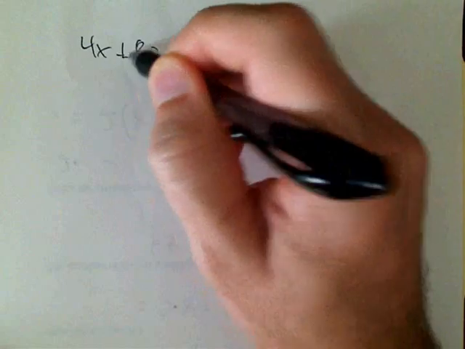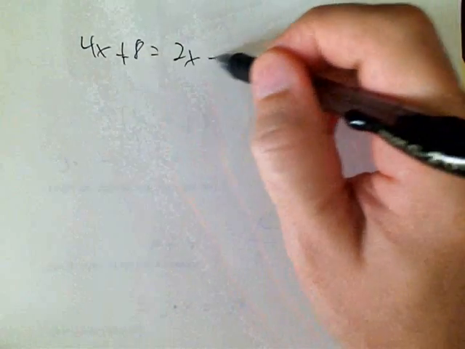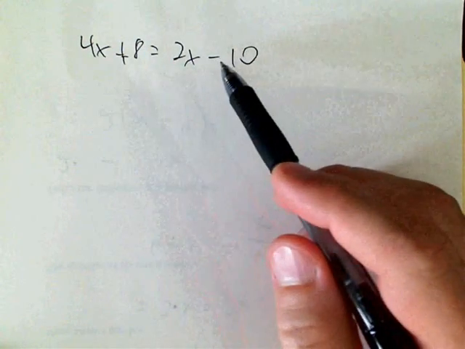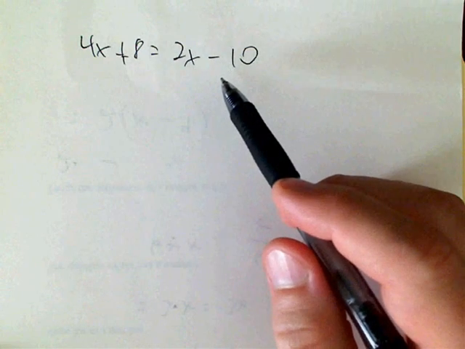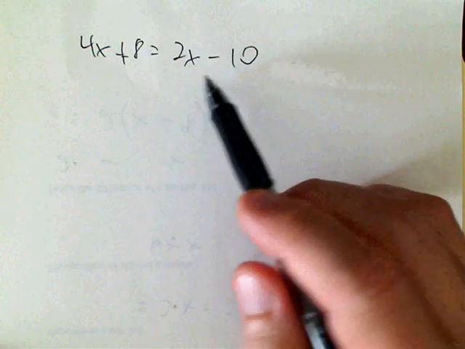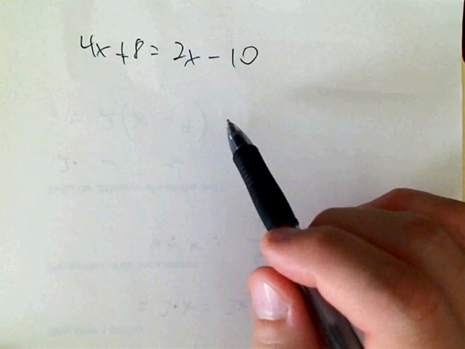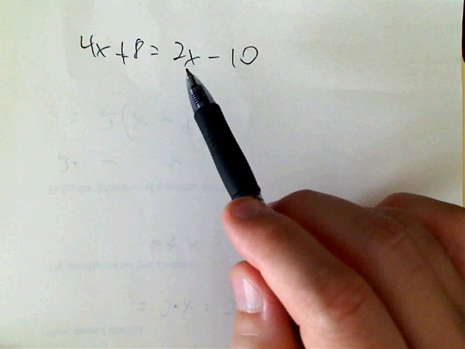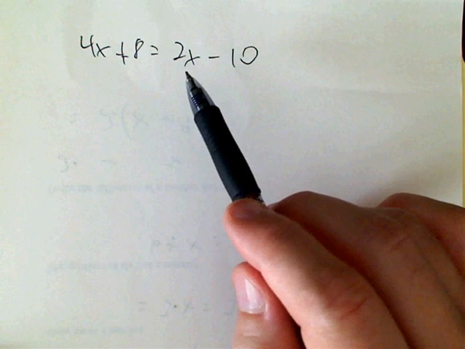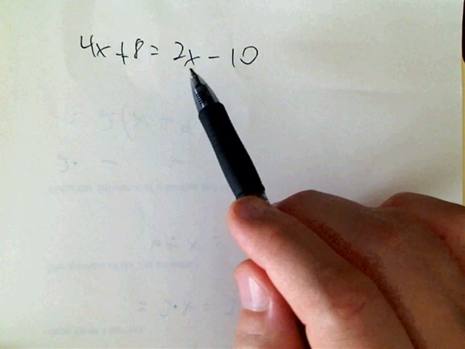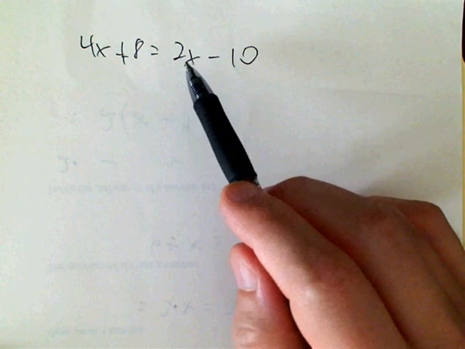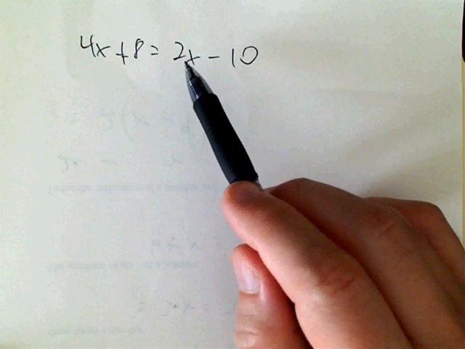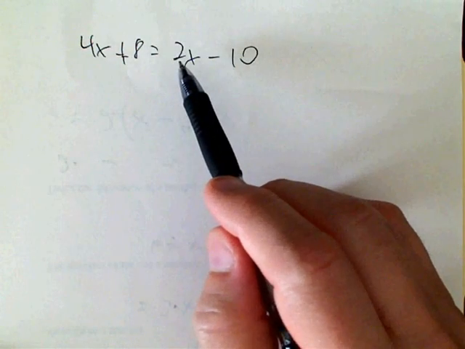4x plus 8 equals 2x minus 10. Now when you look at that, you'll notice there's x terms on both sides and constants on both sides. And remember, the goal is to get x's on one side, numbers on the other. Now I always work with the variable terms first. And a good reminder or a good process to use is to always eliminate the smaller coefficient. So in this case, I'm going to eliminate the 2x first.